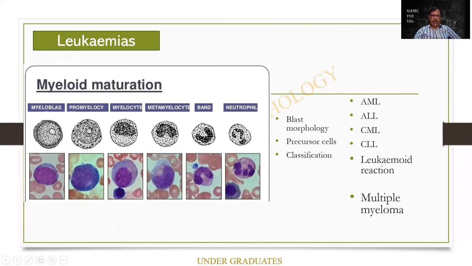So definitely, I want you to practice this. You should be able to draw a picture when the examiner asks, or even in the theory exam. You can be asked about blast morphology, what the precursor cells are, or the classification of leukemias or anemias, etc. Keep these in mind. Leukemoid reaction, and all of them can be kept as spotters.